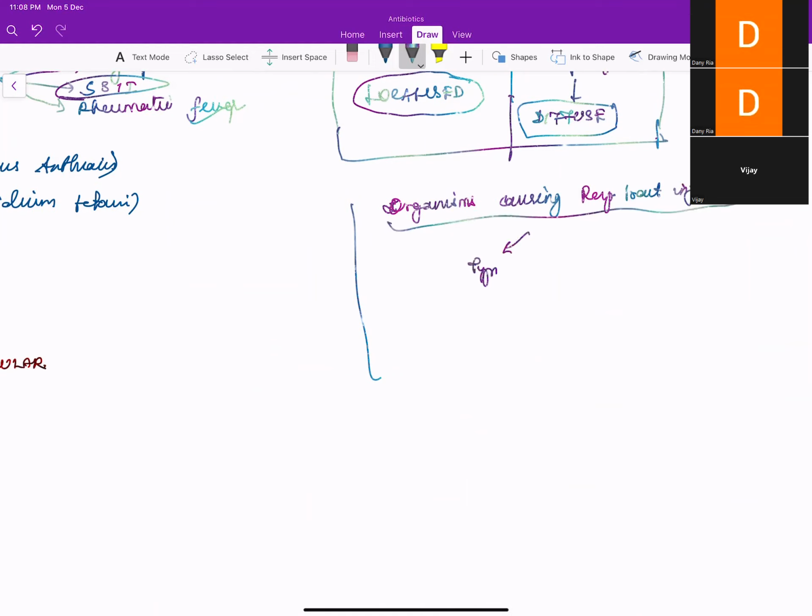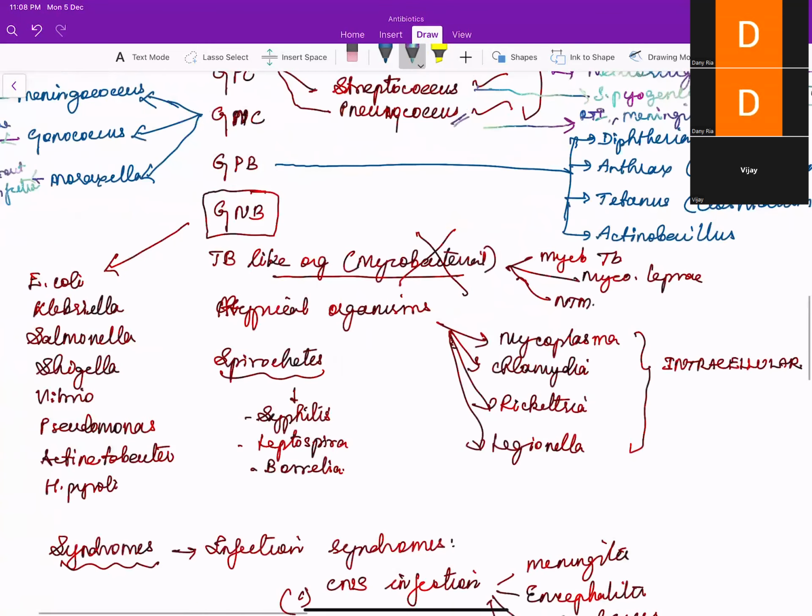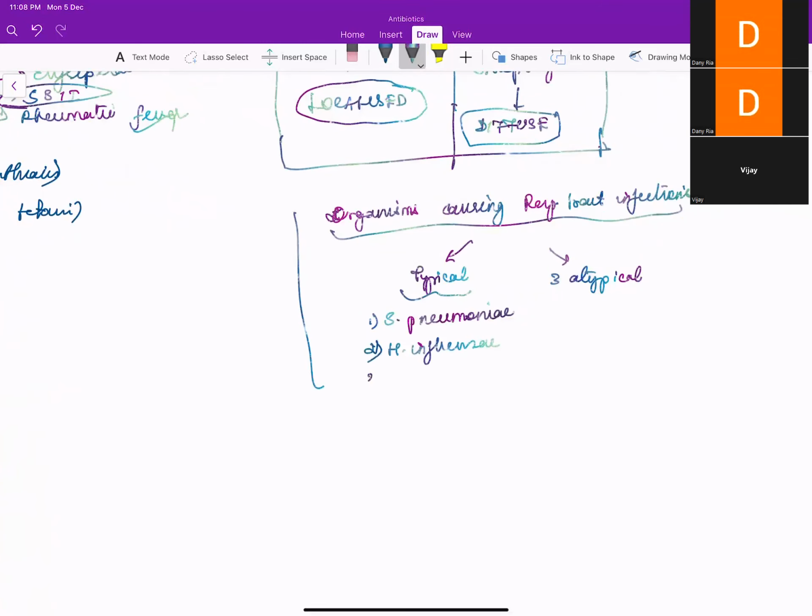Classically, what books, what Harrison says, is three typical organisms and three atypical organisms. The three typical organisms are Streptococcus pneumoniae. Worldwide, the most common bacteria which causes pneumonia is Streptococcus pneumoniae. Next is Haemophilus influenzae, a gram-negative bacillus. I told you anything which is out of the list is gram-negative bacillus. Next is Moraxella catarrhalis, a gram-negative cocci.